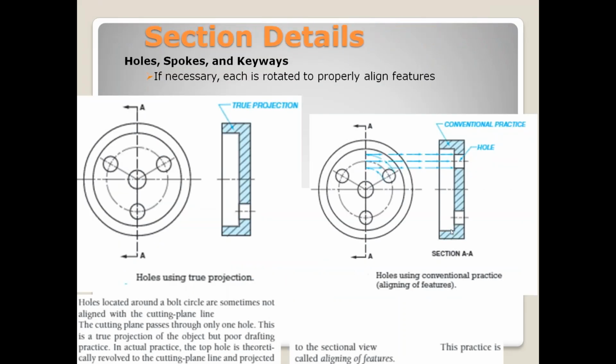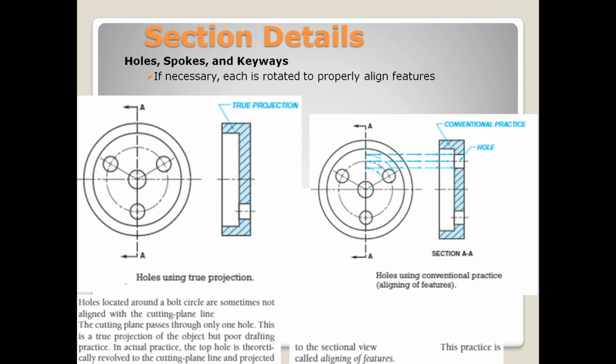And if you look at this, the next section here is holes, spokes, and keyways. If necessary, features are rotated to properly align them. Holes located around a bolt circle are sometimes not aligned with the cutting plane line. The cutting plane passes through only one hole. This is a true projection of the object, but poor drafting practice.